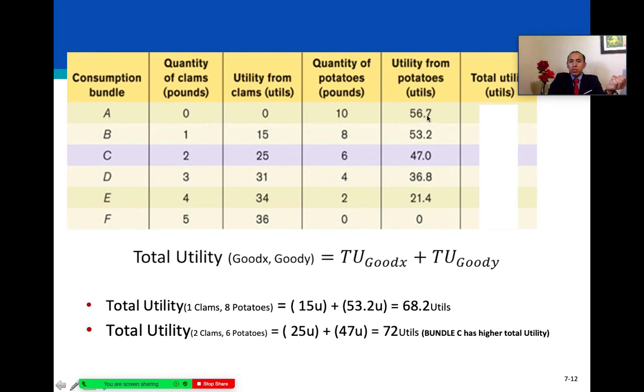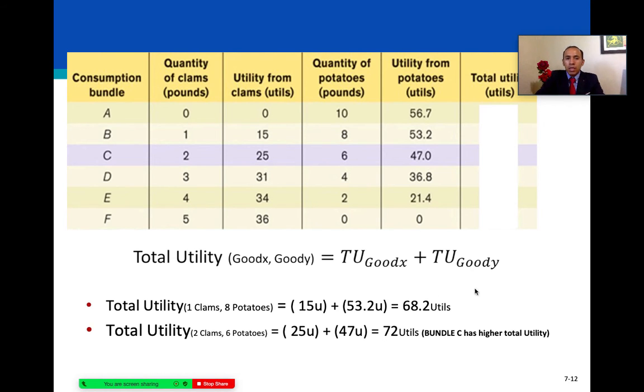So given that we have the utilities for potatoes and the utilities for clams, we need to find the total utility of both goods, good X and good Y, which in this case are clams and potatoes. We have the total utility of good X, which is clams, and good Y, which is potatoes. We add them together, and we need to find the one that has the highest total utility.